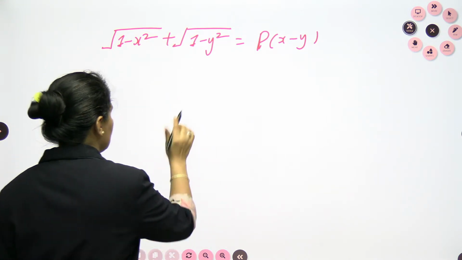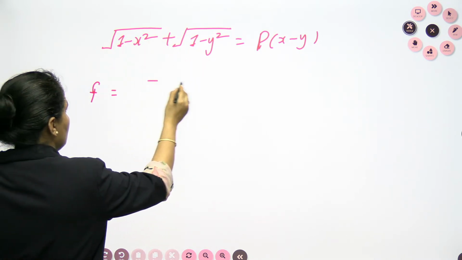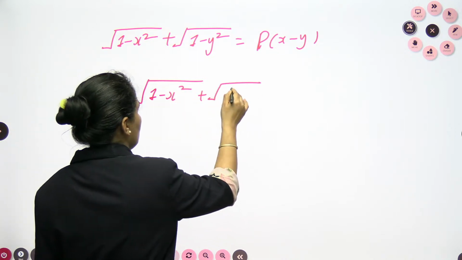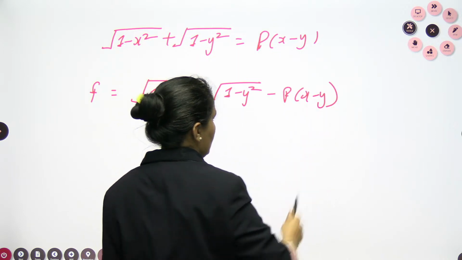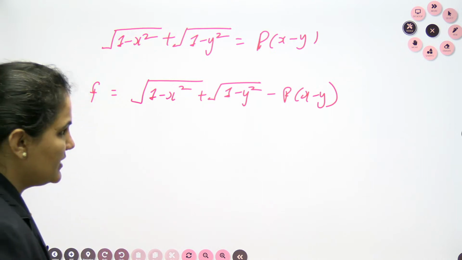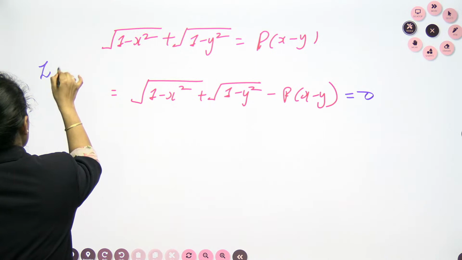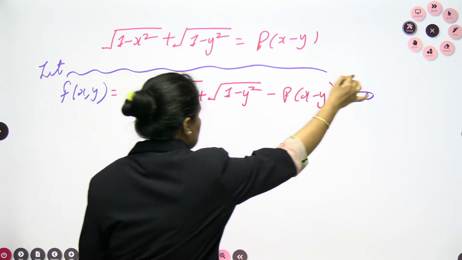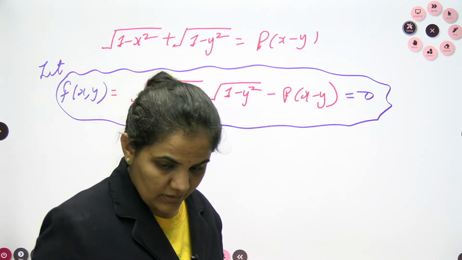So let's write down what f is. I will just remove all the values there. It will be root of 1 minus x square plus root of 1 minus y square minus p x minus y, and it is equal to 0. I can see this is a function, I can assume this as a function of x, y. Now from here I need to find out the values.